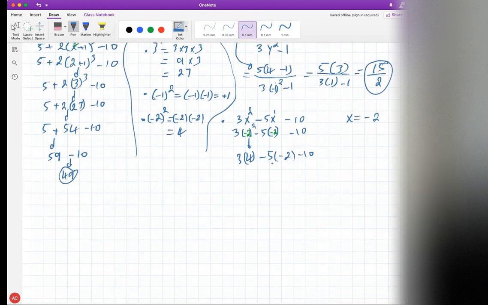Just gonna write down everything else. What do we do after the 3 times exponents? It's 12 minus, now we have -5 times -2, minus 10. We have a negative times a negative, which would be a plus 10, minus 10. And then the end is 12.